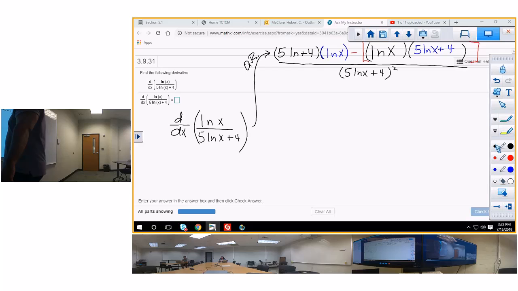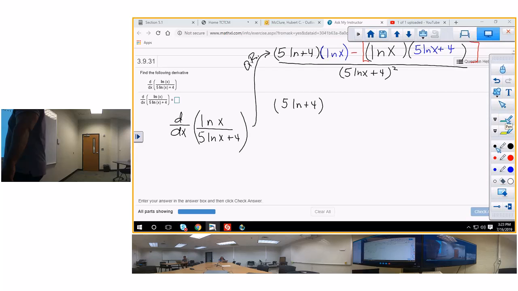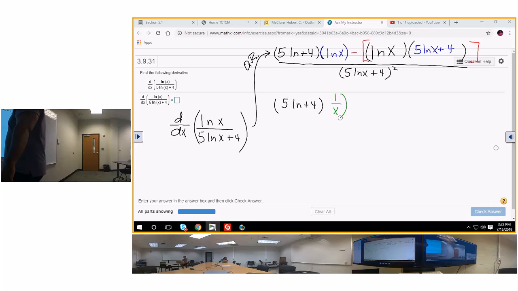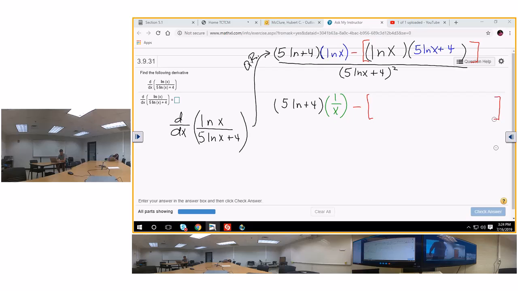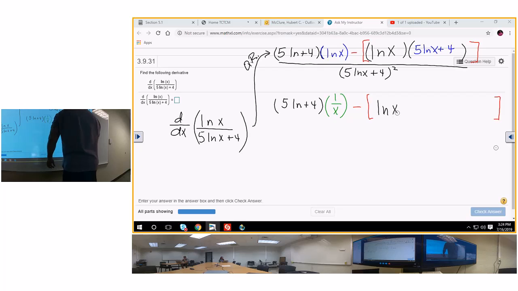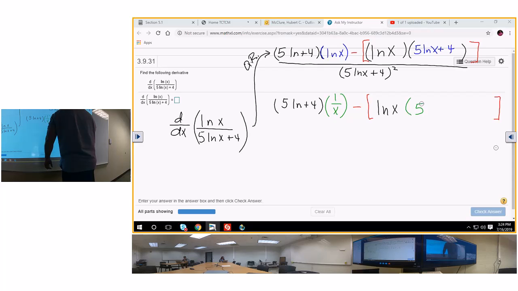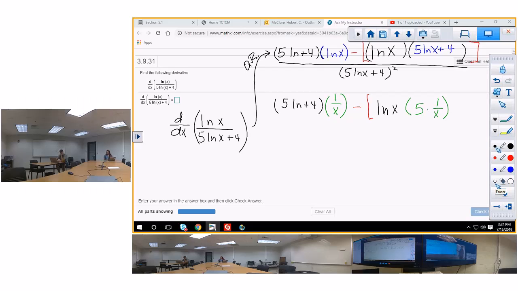So 5 natural log plus 4. Now I'm going to take the derivative of that minus brackets, and that's going to be natural log of x, and parentheses or brackets, that's going to be 5 times 1 over x. All right, now start cleaning it up.